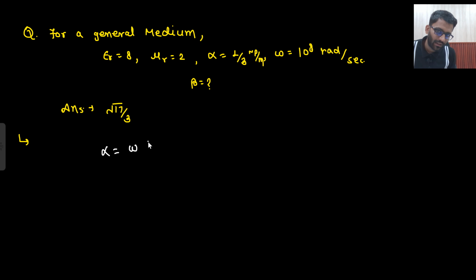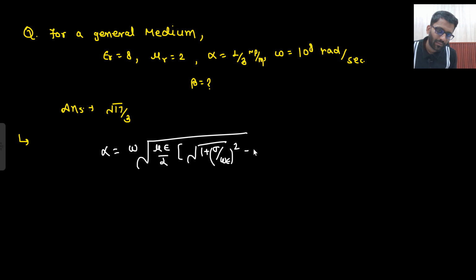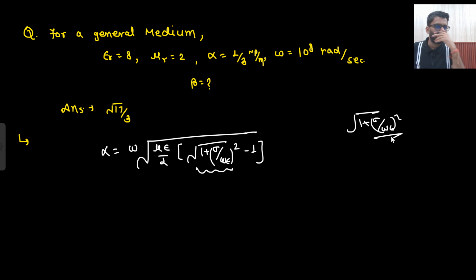Alpha is equal to omega under root mu epsilon by 2, then bracket under root 1 plus sigma upon omega epsilon square, minus 1. Now this same expression, under root 1 plus sigma upon omega epsilon square, will be used in the expression of beta as well, no? So I will keep this expression as it is. So let's see how I would have solved it.